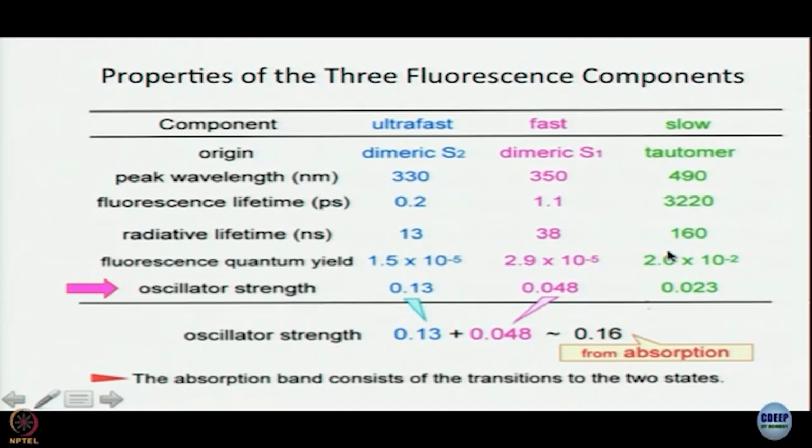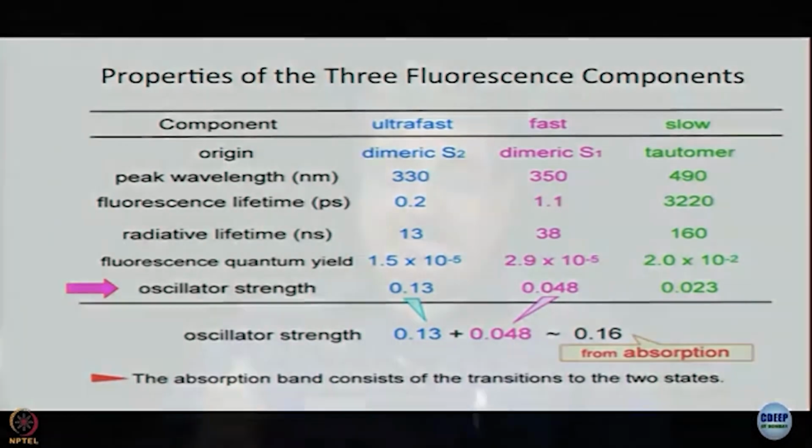Okay. What is radiative lifetime? 1 by Kr. Remember what is lifetime? Lifetime is 1 by Kr plus Knr. 1 by Kr is 13 nanosecond. 1 by Kr plus Knr is 0.2 picosecond. What does that mean? Means there is some very efficient non-radiative process going on here.